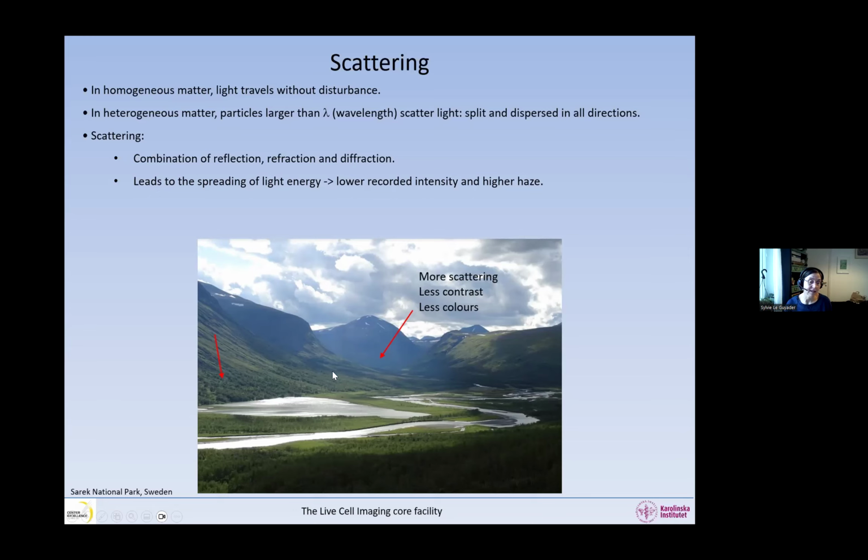This is exactly the same thing that happens in our samples. If I'm close to the cover slip, I see lots of details, and if I'm far away, I don't see a lot of details. This is what we are trying to avoid when we prepare our sample.